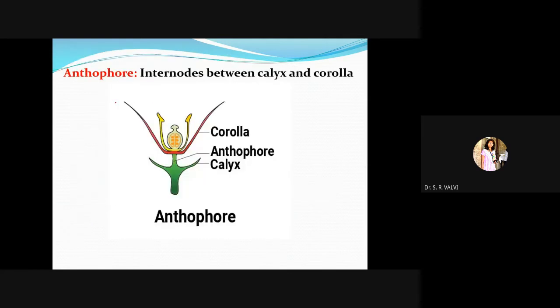Now anthophore. So anthophore is nothing but what? It is the internode between whom? Calyx and corolla. This is a very important part: the internode between calyx and corolla. So see here, this is our corolla and this is calyx. Whatever portion you are observing here is nothing but the anthophore. So anthophore is nothing but the internode between calyx and corolla. This whole portion is called the anthophore.